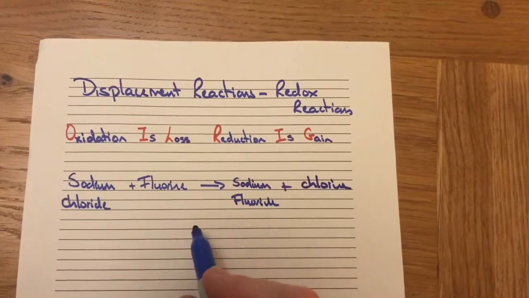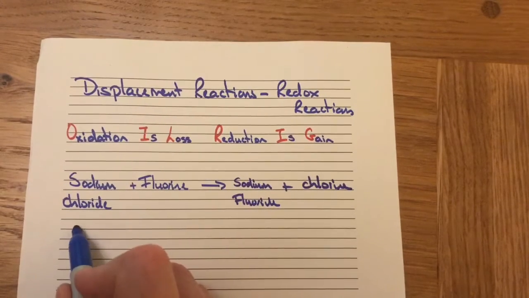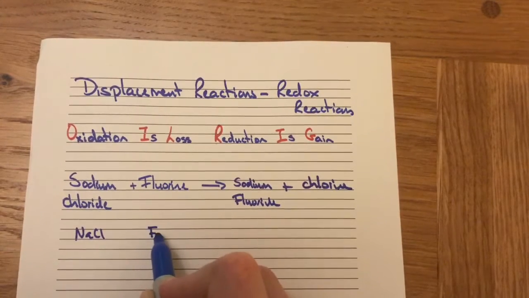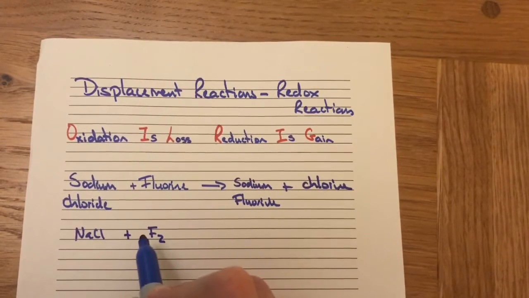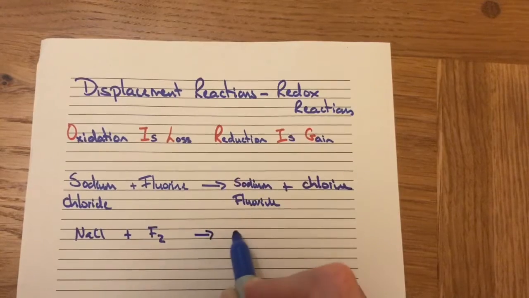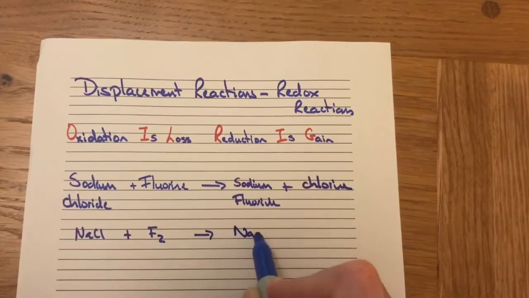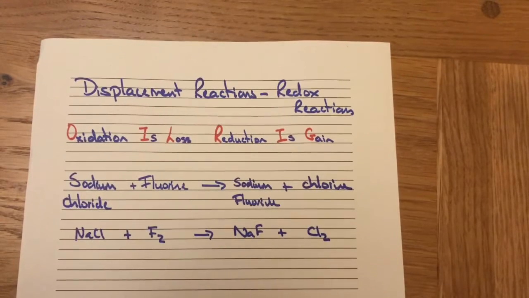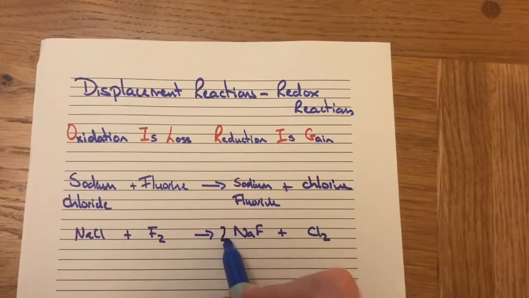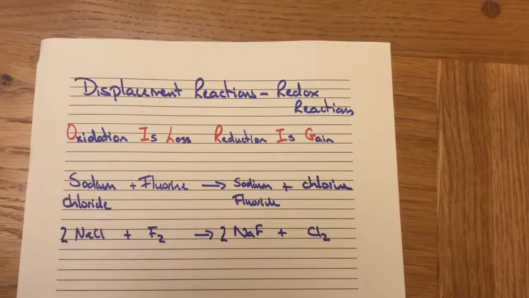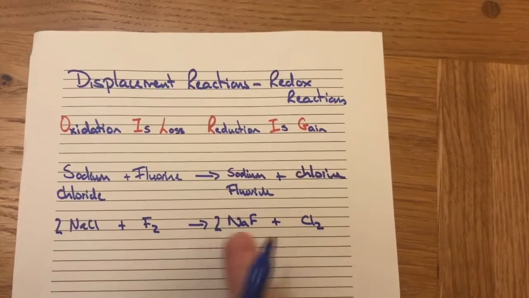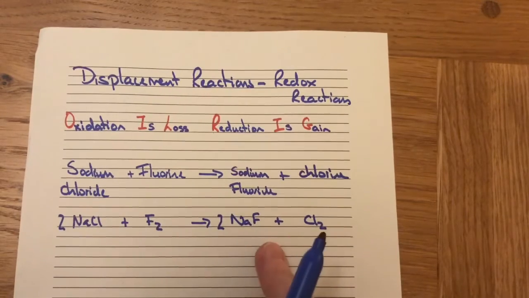In terms of turning this into a formula equation, a balanced symbol equation, we've got sodium chloride, we have got fluorine, remember this is diatomic, and that will make sodium fluoride and chlorine, Cl2, because it's diatomic. We need to balance that, so we put a 2 in there and a 2 in there, and we have a balanced equation. Now I want to look at this in a bit more detail in terms of the ions and how the ions are changing.